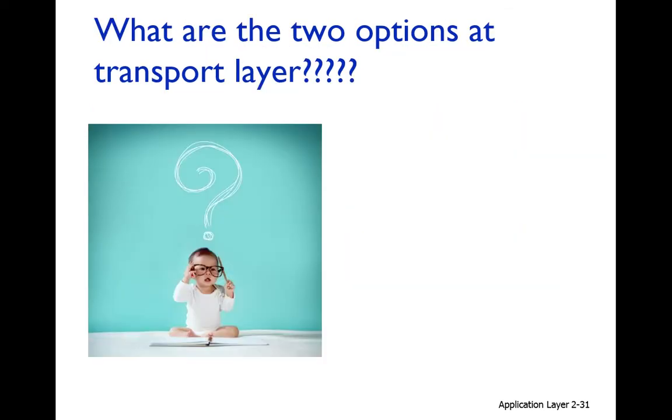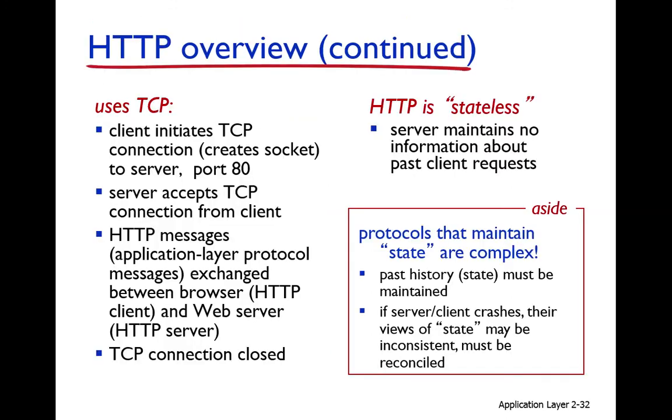There are two types of transport options: TCP or UDP. HTTP uses TCP, not UDP, which means HTTP requires reliable data transfer. So HTTP uses TCP.